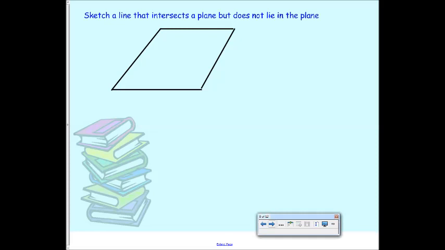So the way that that looks when you sketch it. Okay, what did I do there? You make it dotted. What does that mean when it's dotted? It's going through it. It's kind of like you can see it, but it's not really there. So this line is going through it. It hits it at X, and then it keeps going, but it doesn't lie on the plane. So X would be a point that lies not on the plane, but it intersects it.